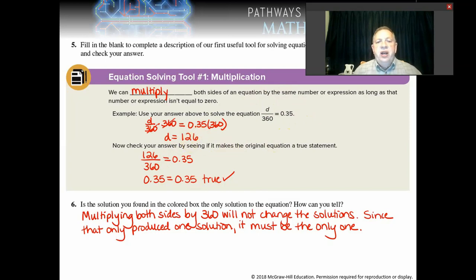So the solution you found in the colored box, is it the only solution to the equation? How can you tell? Multiplying both sides by 360 will not change the solutions. Since that only produced one solution, it must be the only one. There aren't any other ones that are going to work out.